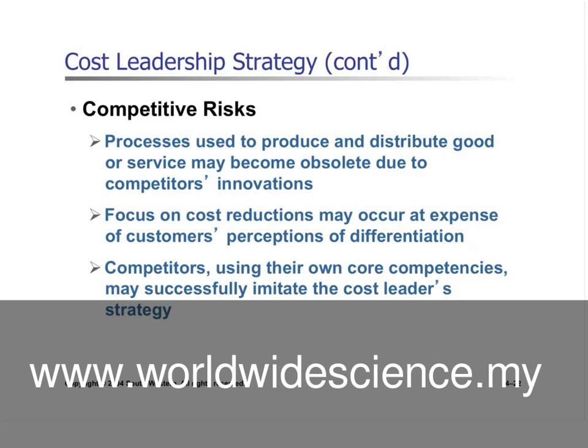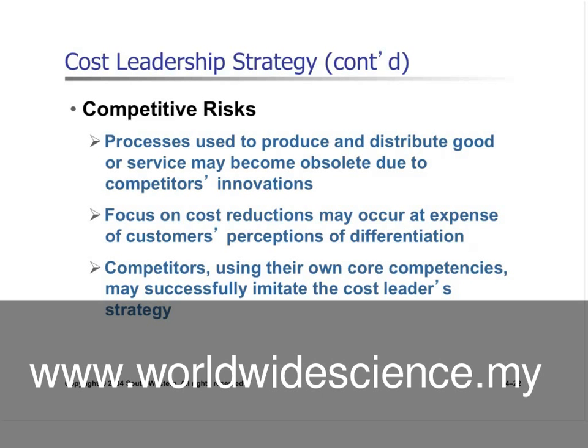Okay. So competitors, some of them, might just imitate what you do using their own core competencies. We have already discussed how your company has to make it difficult for other rivals or competitors to imitate you or copy you. So that's something you need to consider if you're a cost driver. Make sure that it's not easy to imitate and it's unique.